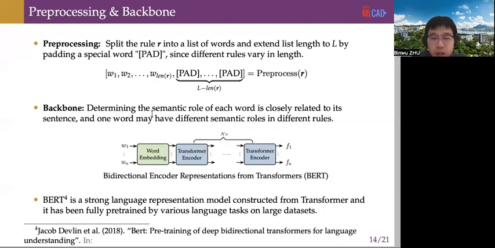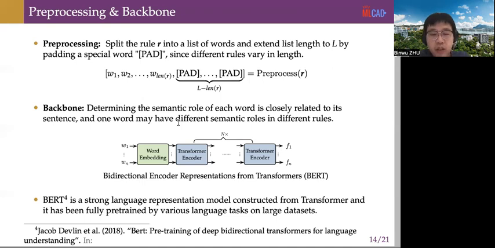Then let's see the model details. The first part is the pre-processing and backbone module. Pre-processing is used to split the rule into a list of words for the later word classification task. Besides, since different rules vary in sentence length, we extend the word list length to a constant value. As for the backbone, it's used to obtain a good feature representation from the input rule.